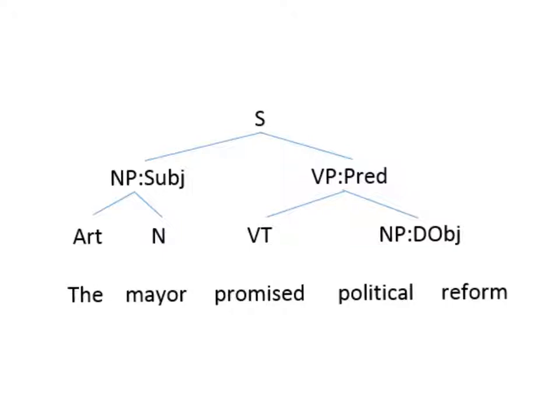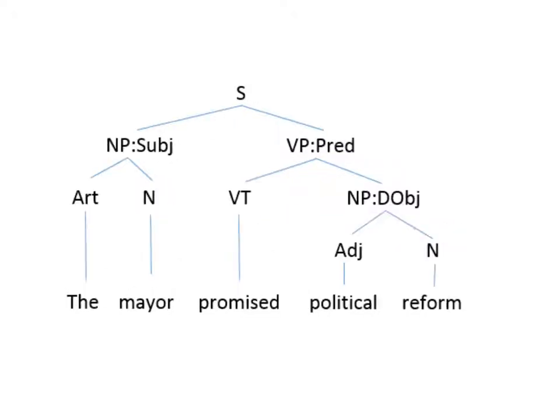In the verb phrase predicate, promised is a VT verb, and it is followed by a noun phrase direct object constituent. Now there are two words in this noun phrase direct object constituent, and in the next level I will break it down even further. Now you see that in that noun phrase direct object constituent, the word political is an adjective that describes reform, which is the noun.